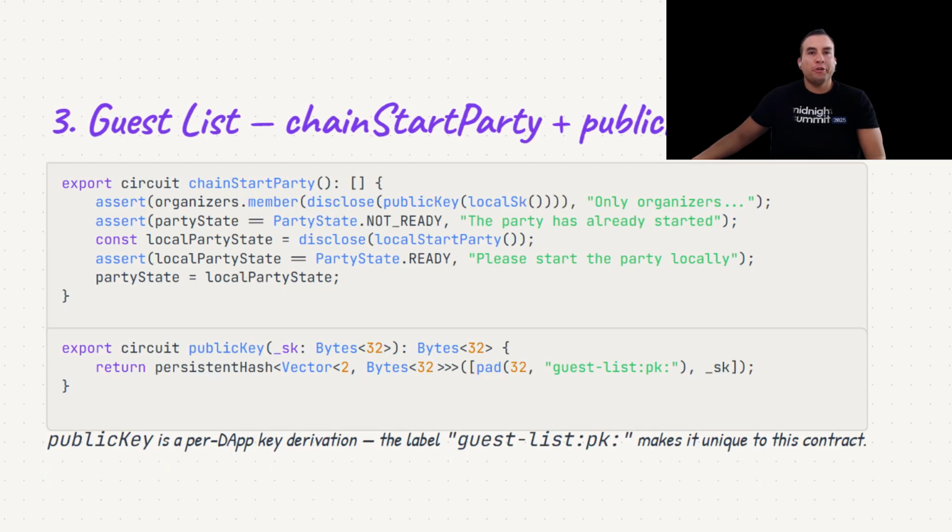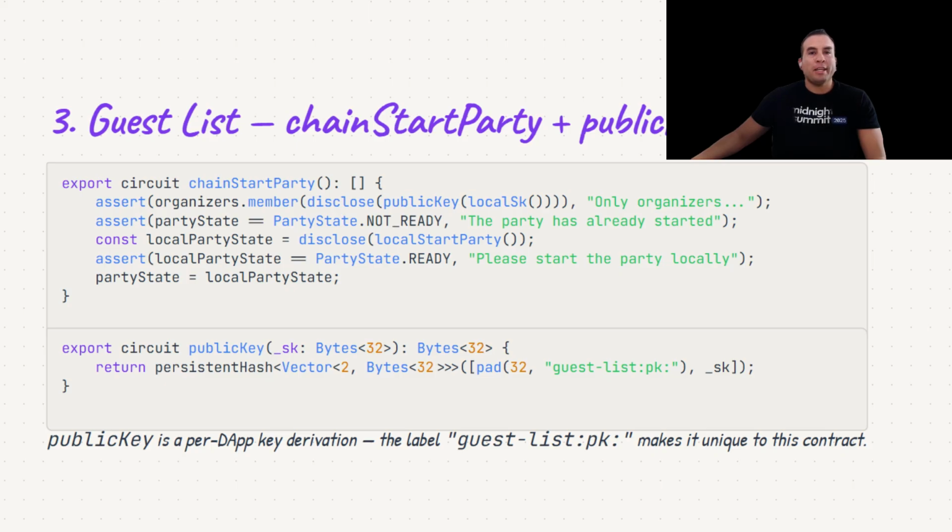Two helpers to close out the contract. Start party. It's an escape hatch for organizers. Maybe the party starts before the list fills up. This function lets an organizer manually flip the state to ready. A standard access check. Then it calls the local start party witness to confirm the organizer really wants to do this, and flips the switch.